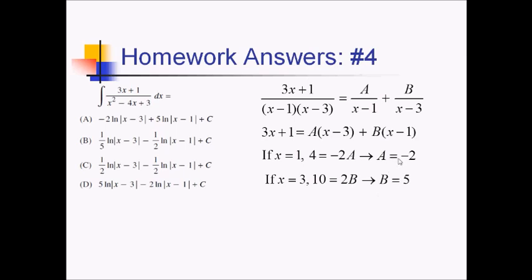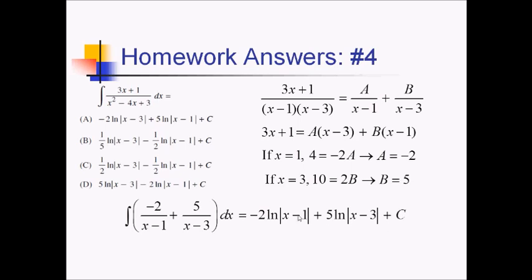So this is going to be negative 2 over x minus 1 in my integrand now, plus 5 over x minus 3 dx. Going term by term and taking my antiderivative, this is going to be negative 2 ln absolute value of x minus 1 plus 5 ln absolute value of x minus 3 plus c. And let's see if we can match that with one of the answer choices.